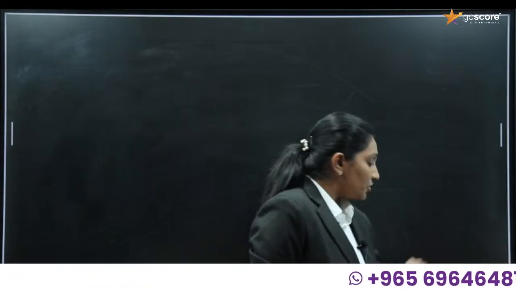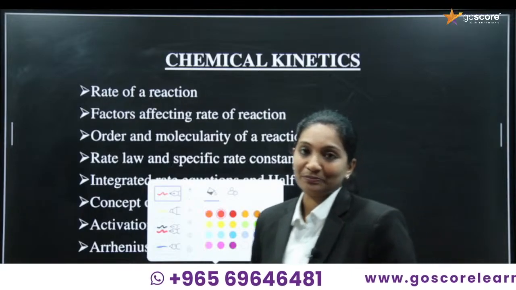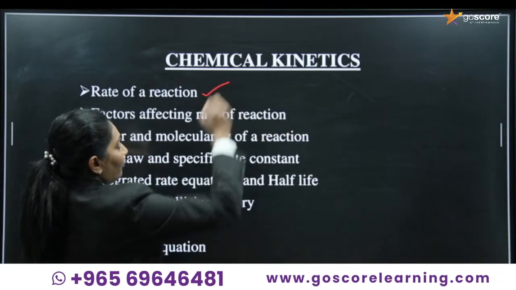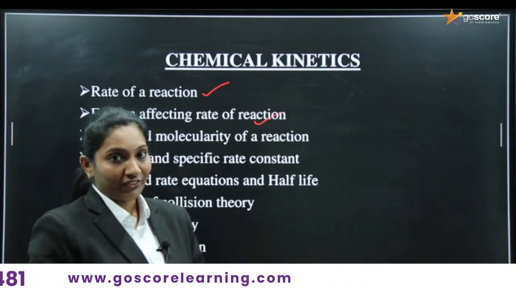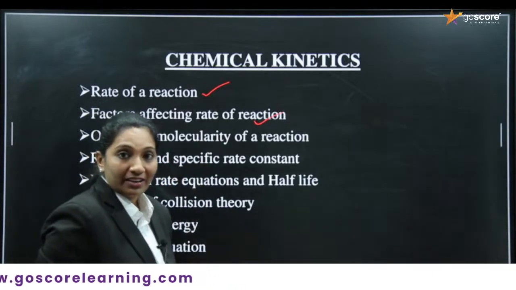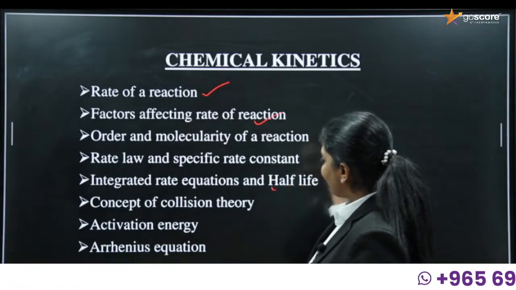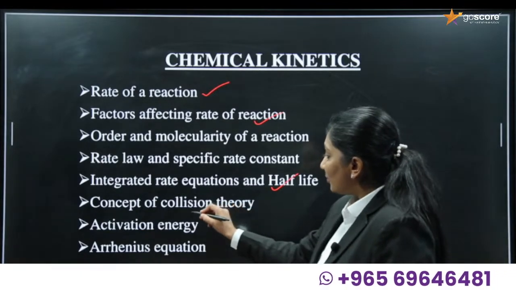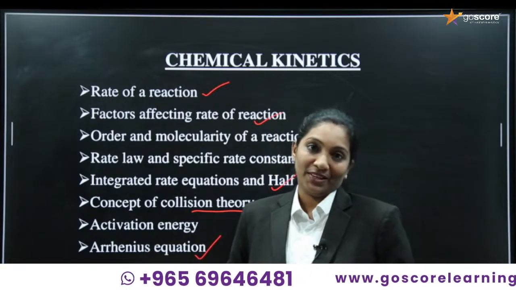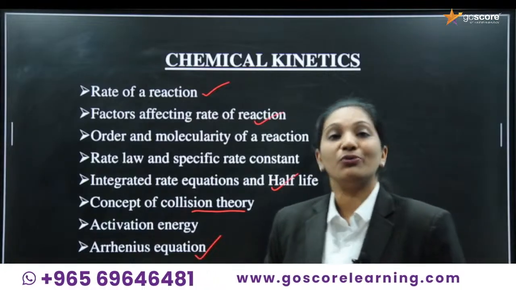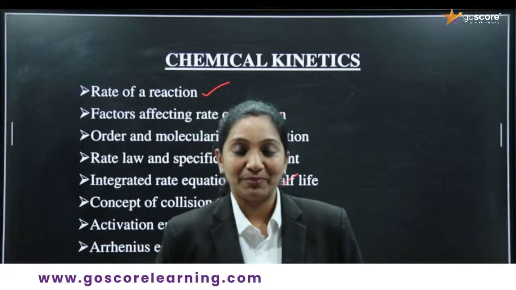So let's see what are the portions that we need to cover in the chemical kinetics chapter. That is mainly the rate of a reaction. Okay, and the factors. What are the factors that affect the rate of reaction? Then comes the order and molecularity of reaction, and the rate law and specific rate constant. Then the integrated rate equations and half-life, concept of collision theory, activation energy, and Arrhenius equation. So these are the main things that we want to cover under this chapter. So are you all ready? Can we move to the chapter?